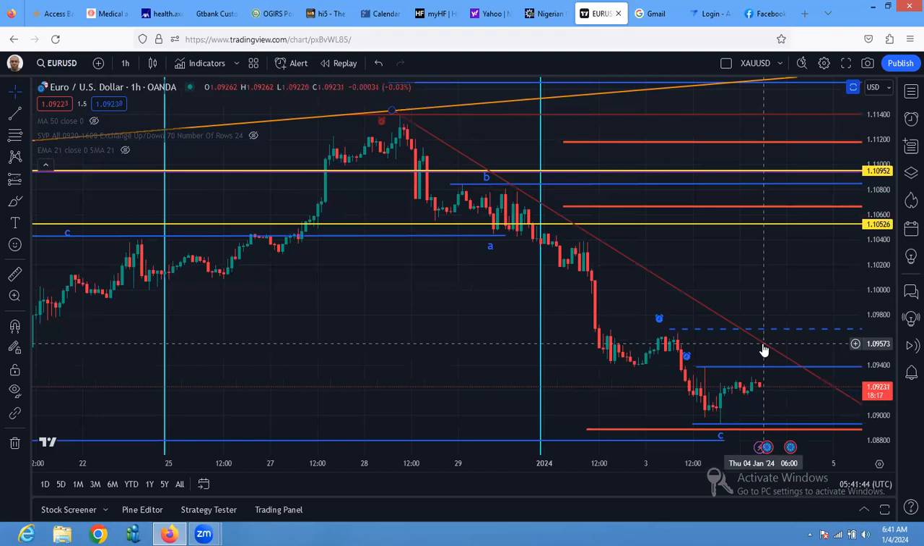So price is warming up. You have to be very careful. You don't want to join now. You have to be very careful. Wait for a break here. A break here, then you can take a risk and look for a retracement to buy.